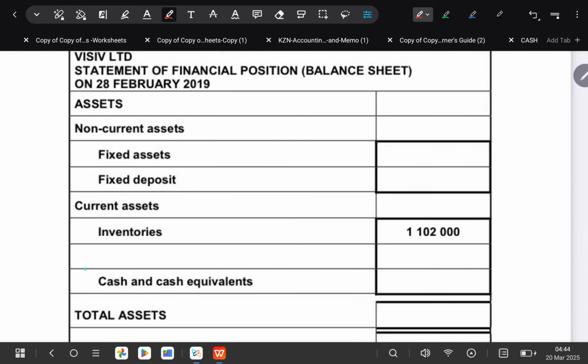Now under current assets, they've entered inventory for you, so you know that you're going to have trade and other receivables.